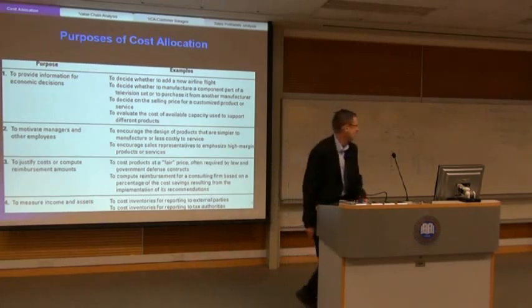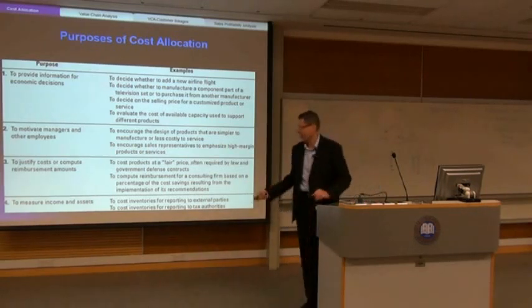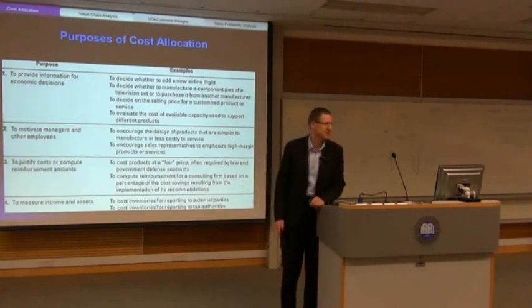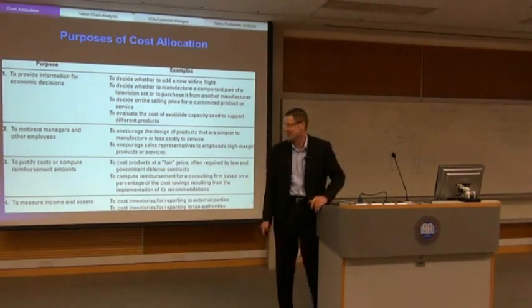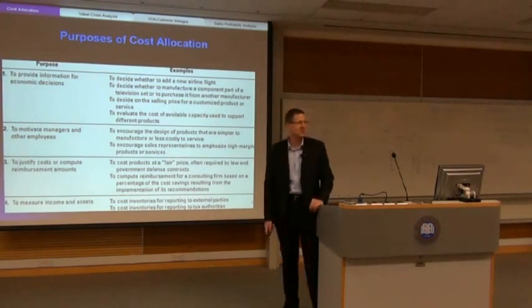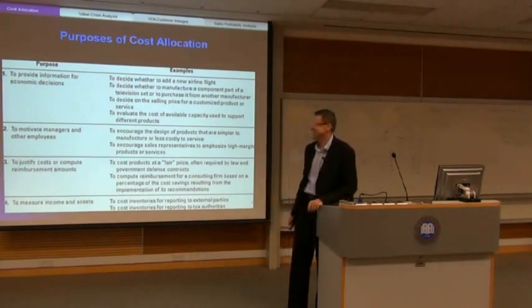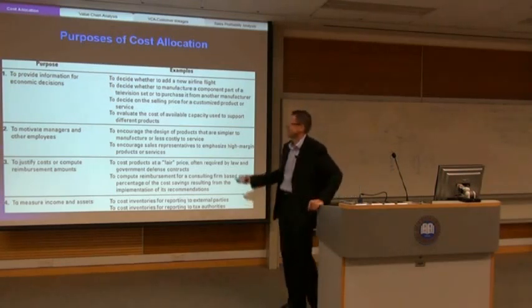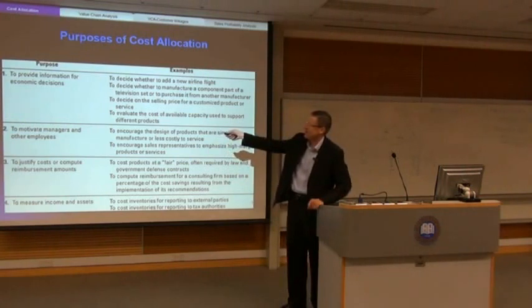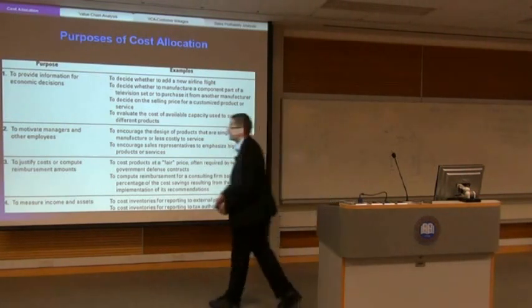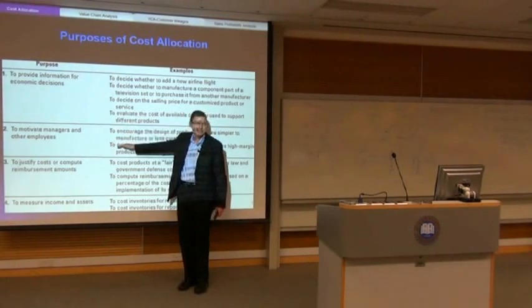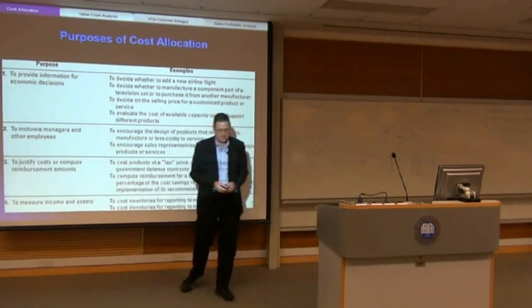Interesting. That last one is more financial accounting. Who likes that? Put your hand up. No, I didn't think so. It doesn't add value. Not much anyway, except for international accounting. All right. So the first 3 are very important: information for economic decisions, to motivate managers. This is decision facilitating, decision influencing, right? You know that. And here, justify costs.